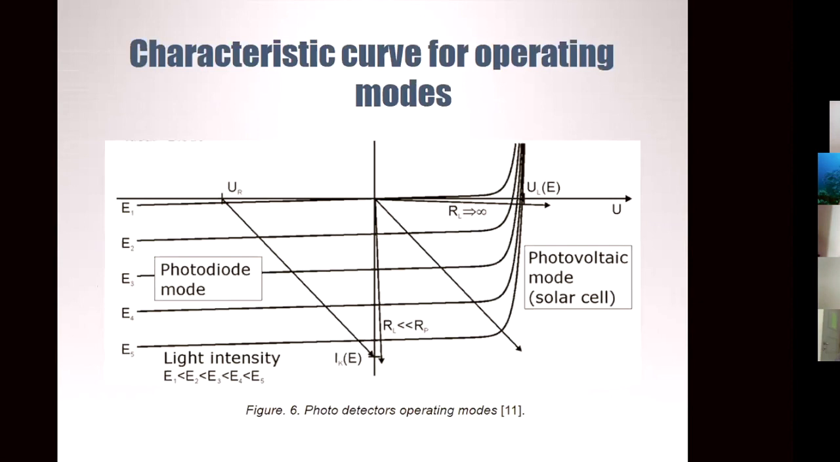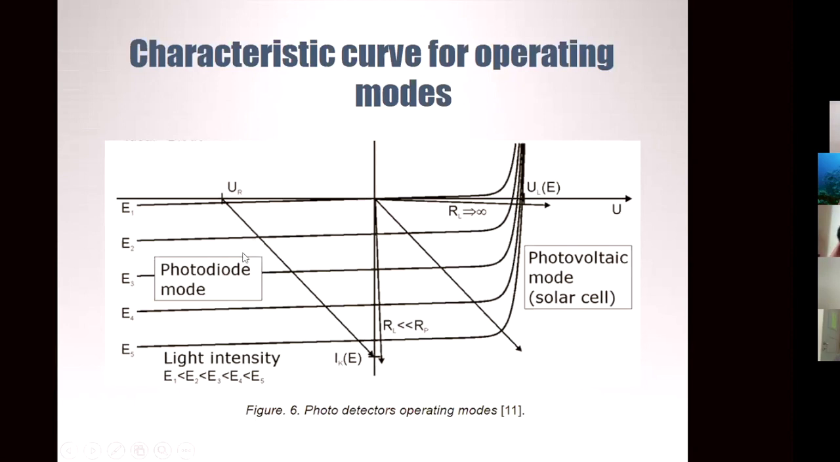If we talk about the characteristic curve for the operating modes, here is the current versus the light intensity. We can see that in photodiode mode, when the light intensity increases, the current also increases in reverse bias. As photodiode mode, photoconductive mode, it works in reverse bias.